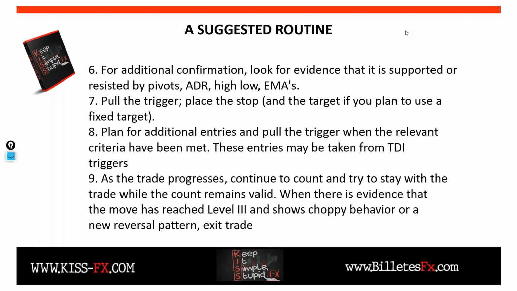Okay, and then pull the trigger. Place the stop and the target. If you plan to use a fixed take profit as you're starting off, I would normally suggest a fixed take profit of 50, because sometimes even if you're going in the wrong direction, you might catch 50 points before it reverses on you. So put a take profit at 50 points.